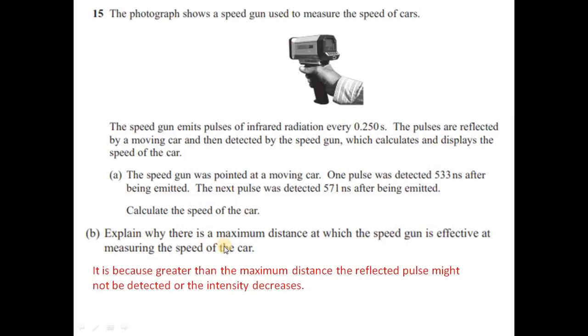Okay, explain why there is a maximum displacement at which the speed gun is effective. Yes, of course, there is a possibility that after reflection, the intensity of the reflected waves might decrease, or the pulse will not reflect. So there are many chances. So there must be some maximum distance for measuring the speed of the car.